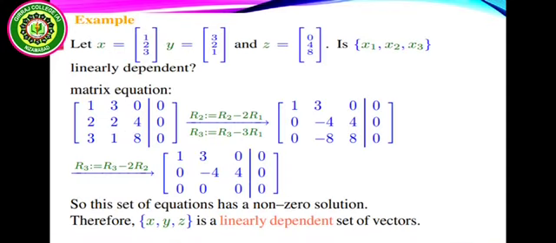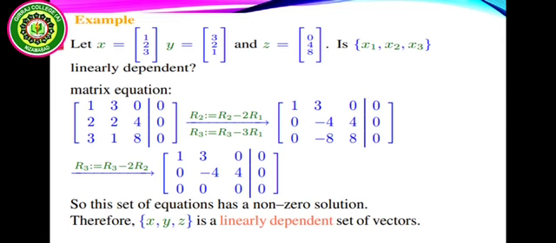Next example: x equals (1, 2, 3), y equals (3, 2, 1), z equals (0, 4, 8). Is x1, x2, x3 linear dependent? We check whether it is independent or dependent. First we write the three vectors in matrix form, and that matrix A is reduced to upper triangular form. If the number of pivot columns is equal to the number of rows of the matrix, then the given set is linear independent. If the rows and pivot columns are not equal, then we say the given set of vectors is linear dependent.